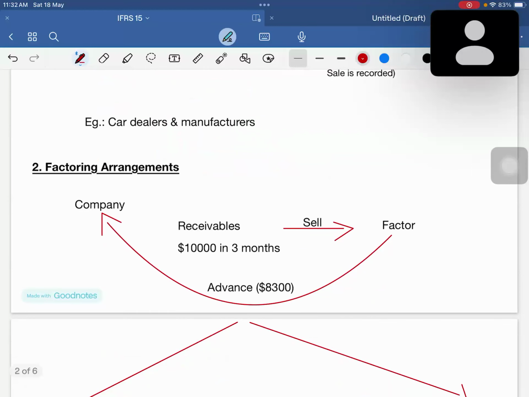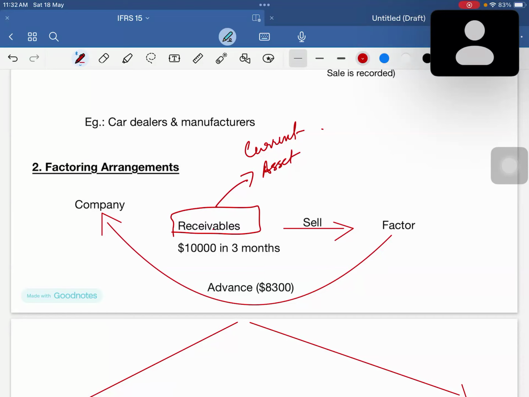Next one is the factoring arrangement. So what is a factoring arrangement? Suppose your company has many receivables. There are trade receivables in your company, and these receivables are an asset, a current asset. Suppose your company is in need of some cash, but you're not able to actually collect those from your customers. So you want the cash immediately.